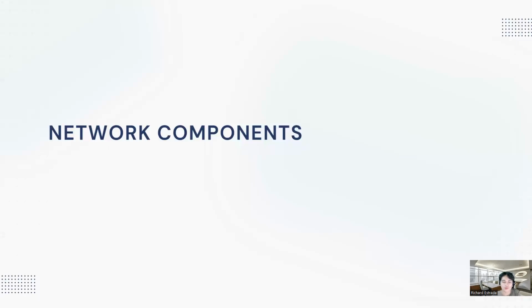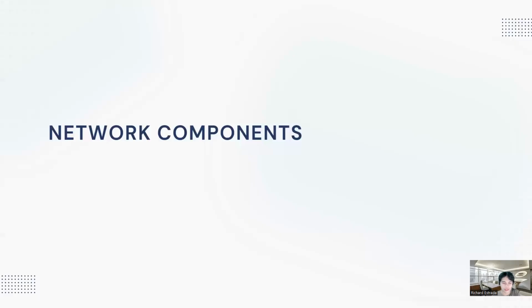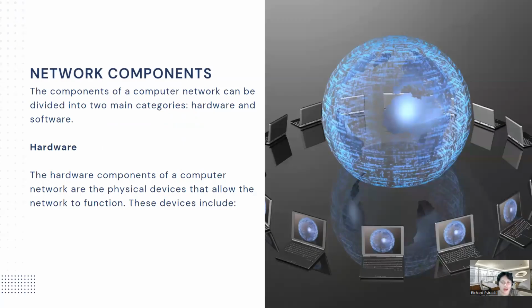So what are network components? Again, a computer network will help us share our files. So what are the different components in a computer network? We have hardware. The hardware components of a computer network are the physical devices that allow the network to function. Without these hardware devices, it's impossible to have this connectivity or function. We can't share files or data.